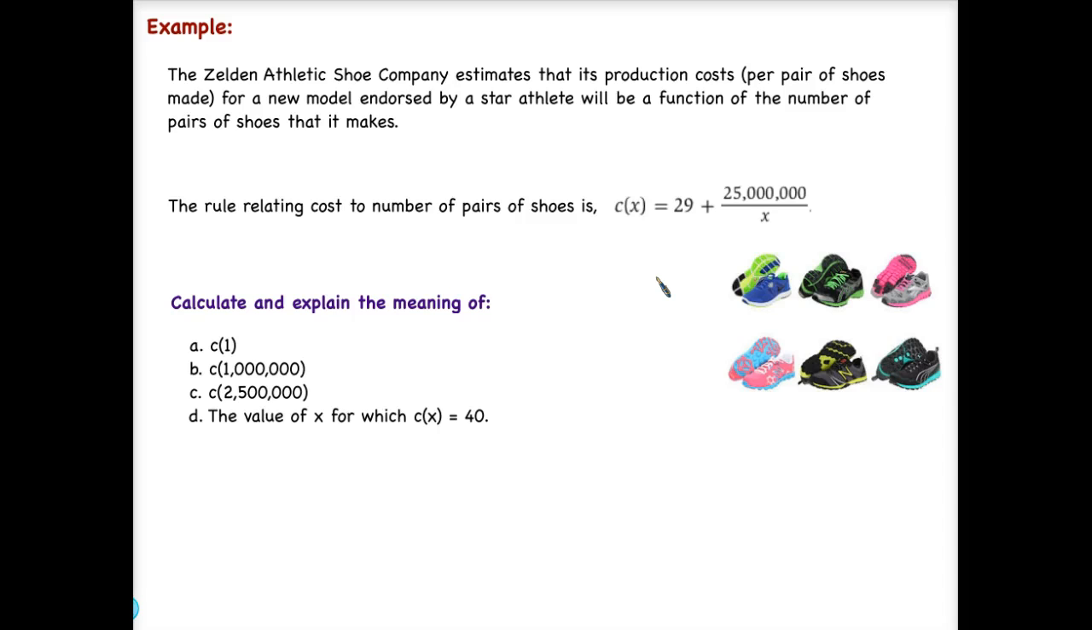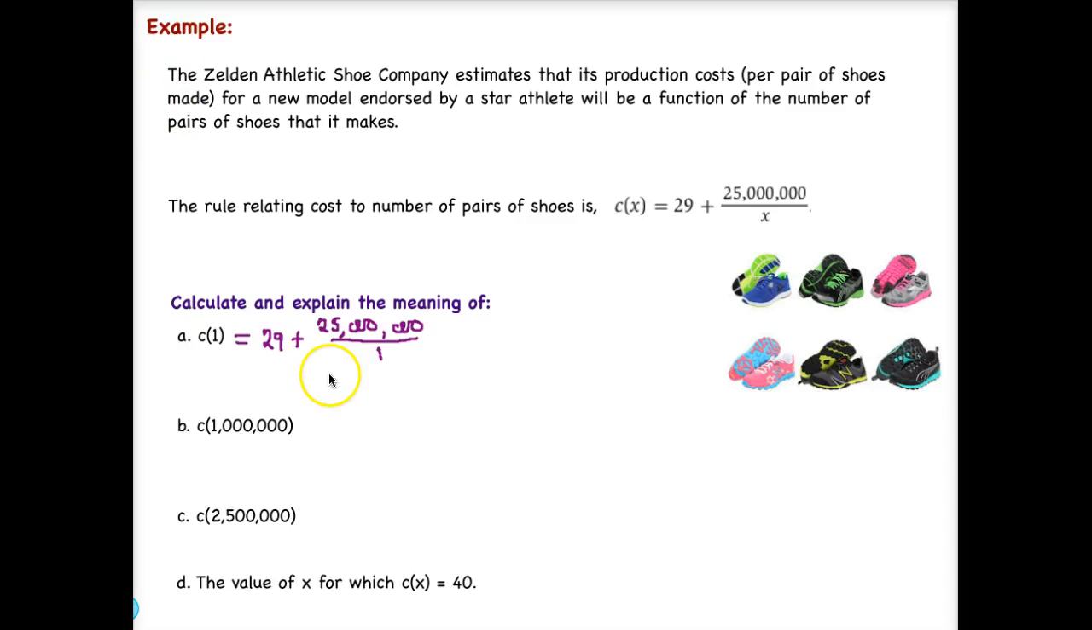All we want to do now is use our function notation to help us solve these problems. So we want to calculate and explain the meaning of C of 1, C of a million, C of 2.5 million, and the value of X for which C of X is equal to 40. Pause the video, see if you can calculate that, and think about what that means. For the first one, we're just plugging in this 1 as an input here in our domain. Well, 25 million divided by 1 is still 25 million. And 25 million plus 29 is going to be equal to 25 million and 29.